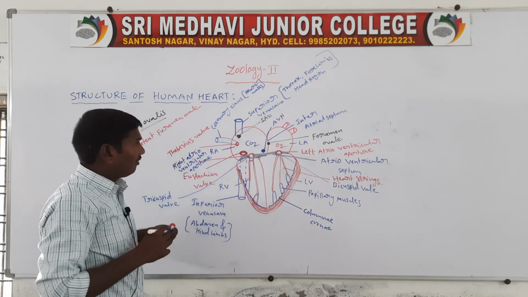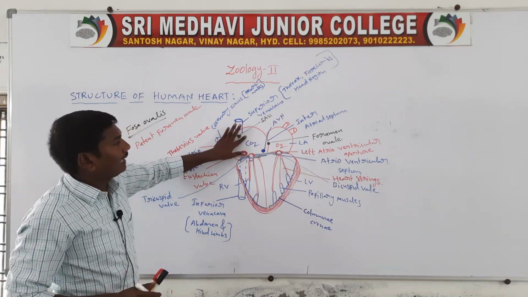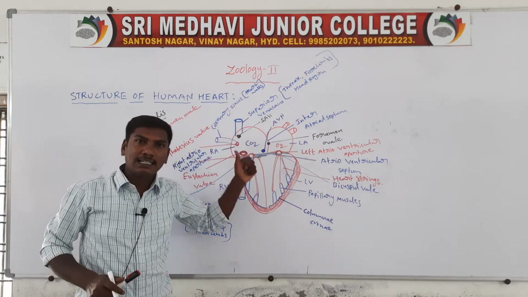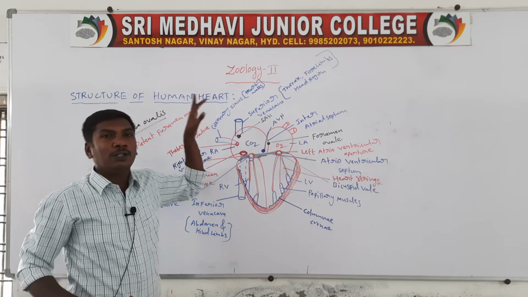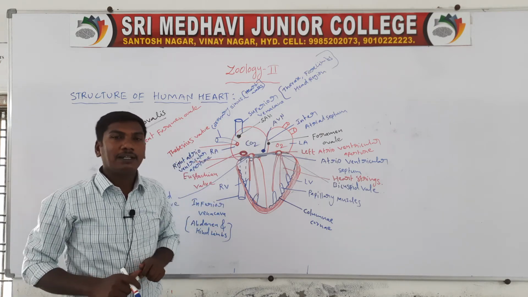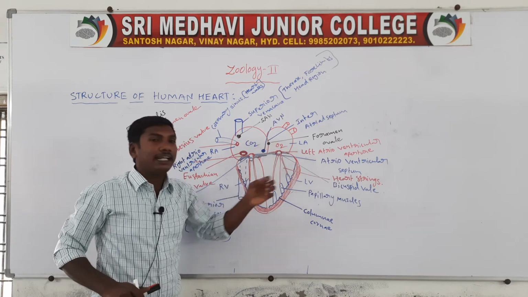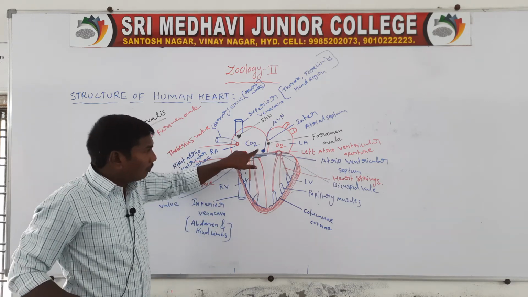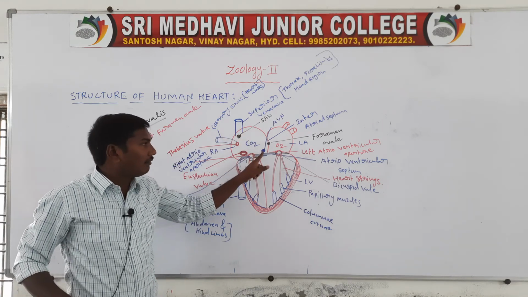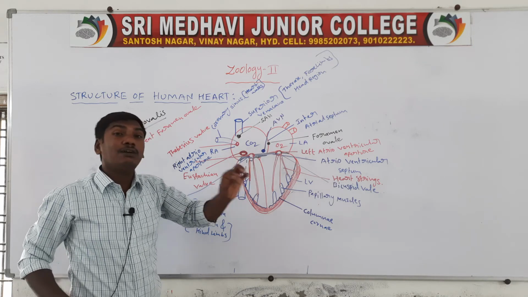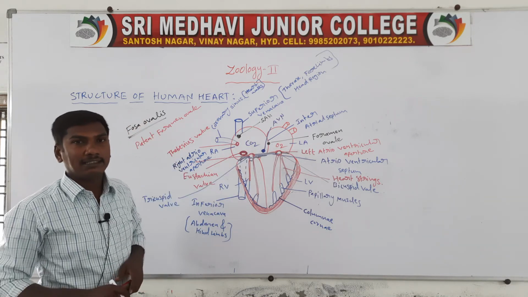First one, SAN. The SAN is present on the right atrium, right upper corner, near the opening of the superior vena cava. Next one, AVN. The atrioventricular node is present on the right atrium, left lower corner, near the opening of the coronary sinus.